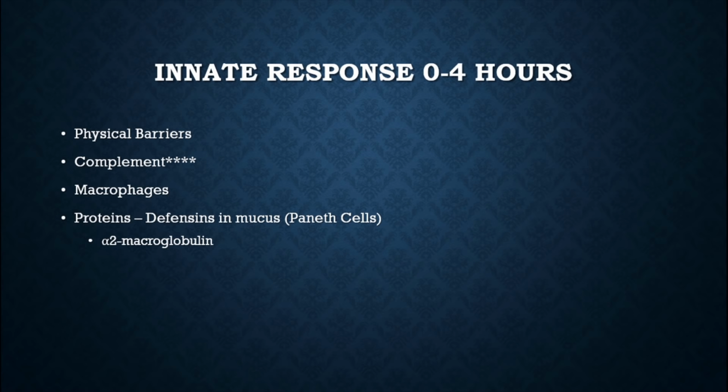So the innate response happens from the start point of pathogen exposure to about 4 hours, and it's comprised primarily of physical barriers, skin, mucosa, and complement, asterisk, because this is the major component of this innate response. Macrophages are within every tissue within our body, and they're often the first of the leukocytes to get exposed to a pathogen. And then we have proteins that are just constitutively expressed, like defensins and alpha-2 macroglobulin, that act to kill any sort of pathogen, or at least opsonize it so it can't get into the body.